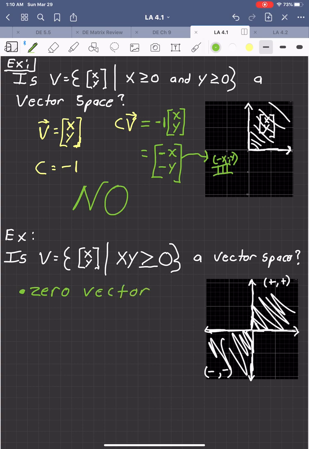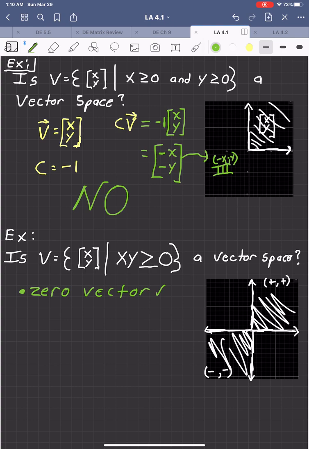Because if the zero vector is not in your shaded region, then you can automatically rule out that it's a vector space. But in this case, this includes greater than or equal to 0. So the zero vector is part of this vector space. So okay, so far it's looking like it might be a vector space.